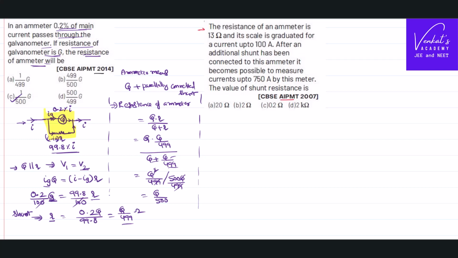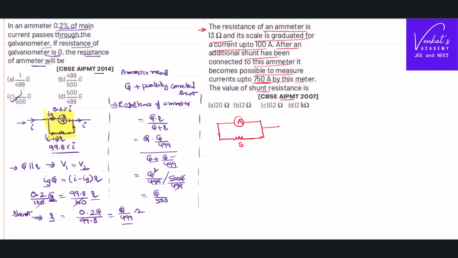It says the resistance of an ammeter is 13 ohms and its scale is graduated up to a current of 100 amperes. That means it can measure a current of 100 amperes. After an additional shunt has been connected to this ammeter, it is possible to measure 750 amperes with this meter. Then what's the value of the shunt added? So what he is saying is the same. There is an ammeter able to measure some current. To that ammeter, some shunt is connected so that it is now able to measure a larger current of 750.